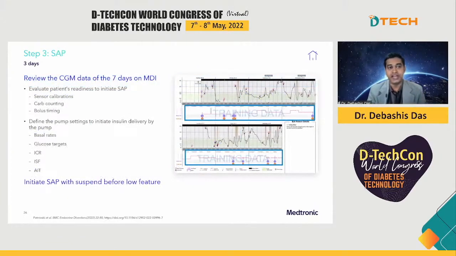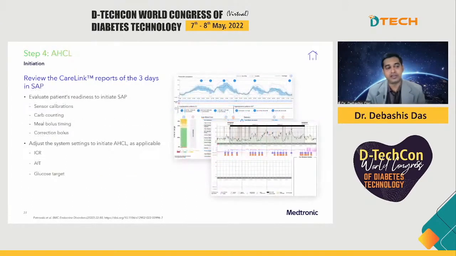The third step was 3 days. They reviewed the CGM data of the 7 days of the patient on MDI, and they made all the system changes of basal rates, glucose targets, ICR, ISF, and initiated SAP with the suspend before low feature for 3 days. Once the patient had been on SAP, sensor augmented pump, for 3 days on manual mode, the patient was changed into the AHCL mode, that is the 780G system in automatic mode. They could adjust the ICR, set AIT to 2 hours and the glucose target to 100.